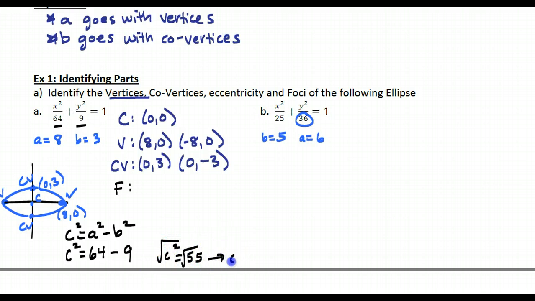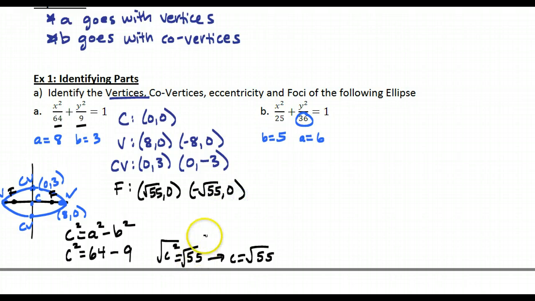And we do want to leave it in exact format, which means for some of these, you are going to have to simplify a square root. And remember how I said the focus points always go on the same axis as the vertex points? So here, if my vertex has an 8 for the x value, then the focus is also an x value. And last but not least, I need to do the eccentricity. And eccentricity is just c over a. So just square root of 55 over 8 for this situation.